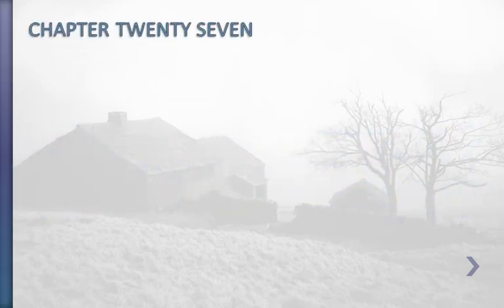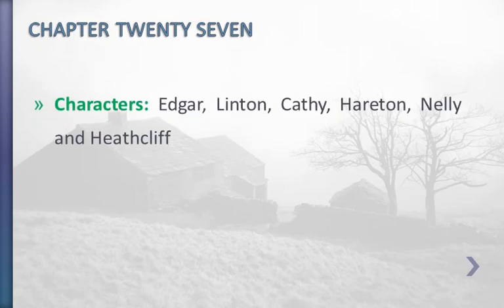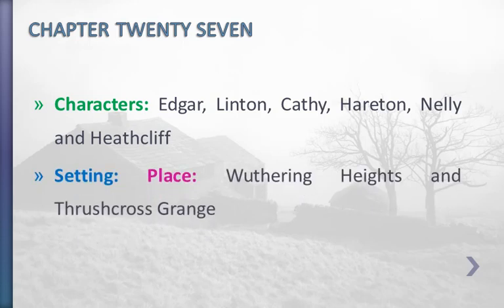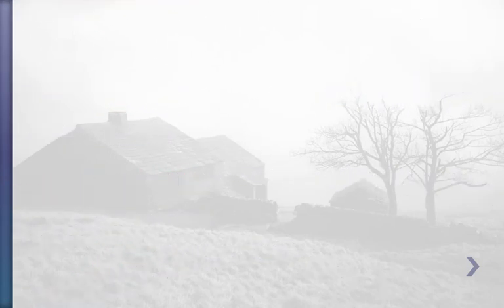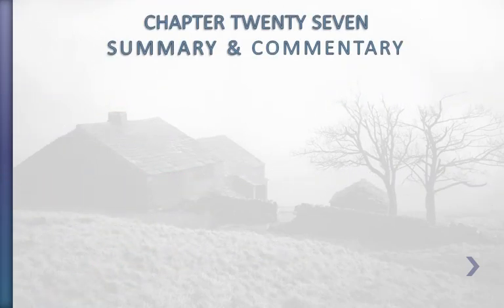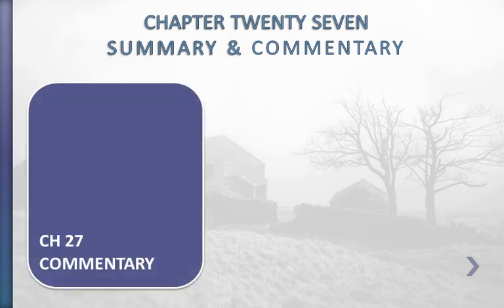So, the main characters in chapter 27 are Edgar, Linton, Kathy, Hareton, Nellie, and Heathcliff. The settings are Wuthering Heights and Thrushcross Grange. The time is before 1802. Okay. Actually, in the summary and commentary of chapter 27, we have three important points.